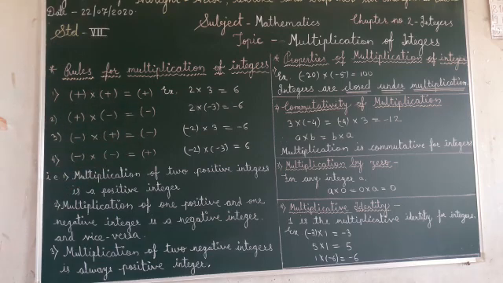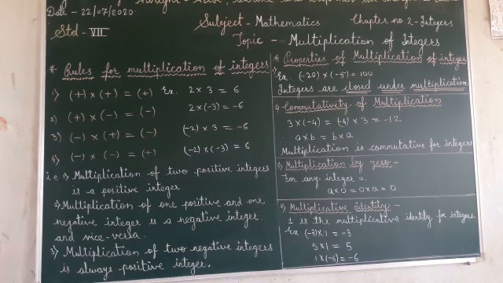Now we see the properties of multiplication of integers. In the previous video we learned some properties, like closure property and associative property, for addition and subtraction. Now we are going to study these properties for multiplication.